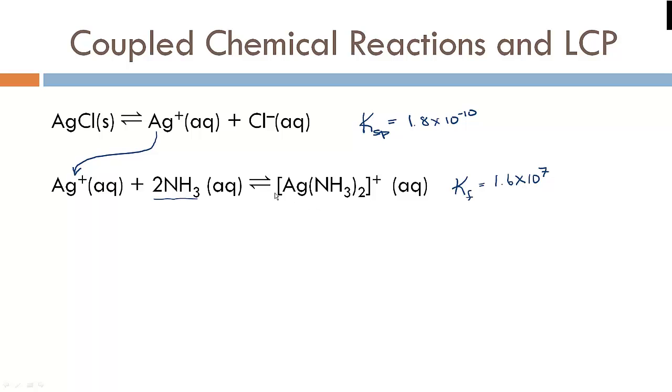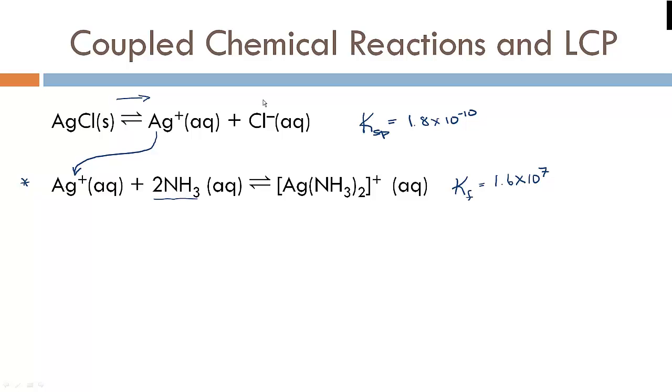So what do you expect to see? Well, if you only added a little bit of ammonia, you probably wouldn't see much. But as you add more ammonia to this solution, and this second reaction becomes more important, the silver ion is removed from the solution, and what you'd expect to see is that this equilibrium would shift to the right.